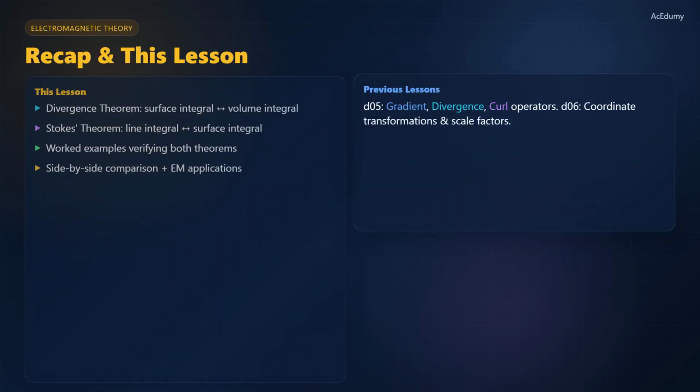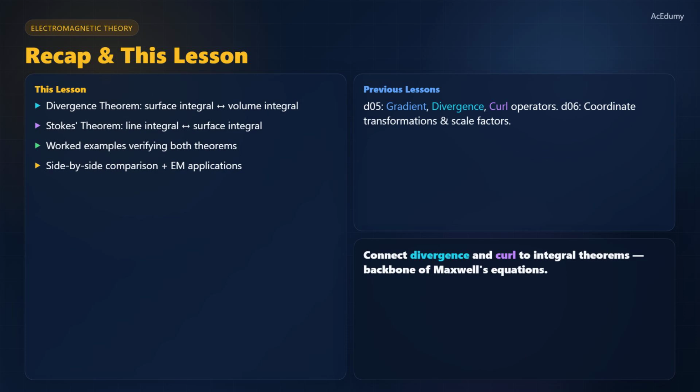In Lesson 5, we learned the gradient, divergence, and curl operators. Divergence measures how much a vector field spreads out from a point. Curl measures the rotation of a vector field at a point. In Lesson 6, we mastered coordinate transformations and scale factors.